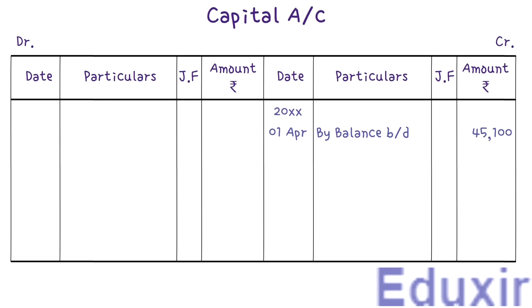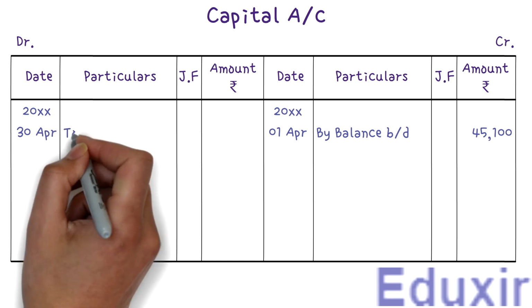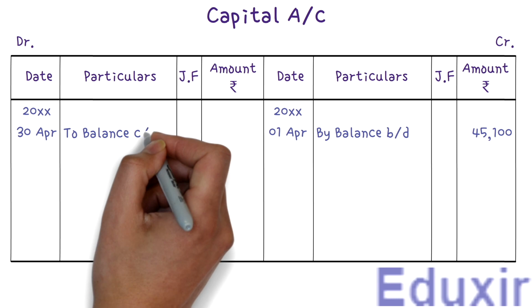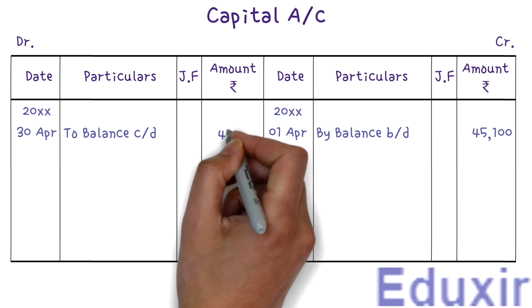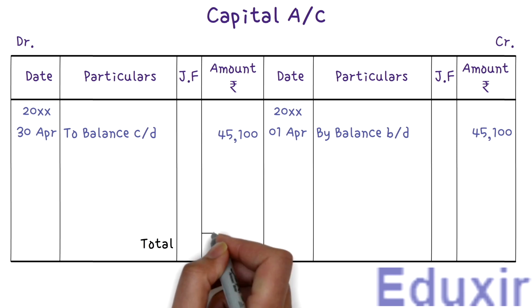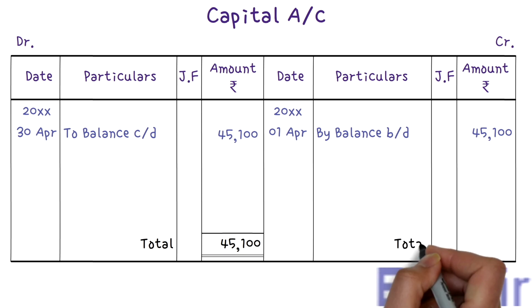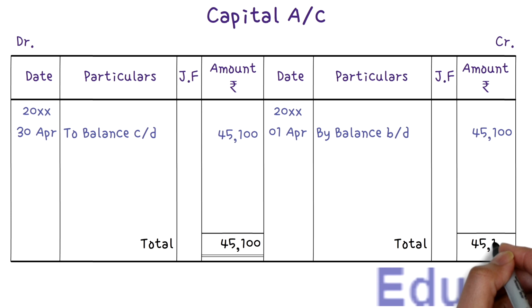Let us now take up the capital account. As there are no entries on the debit side, the entire credit balance of 45,100 rupees needs to be carried down. As this is the first entry on the debit side, let us first write the year and then let us write the date as the last day of the month. Let us then write to balance carried down in the particulars column. Let us then write 45,100 rupees in the debit amount column. Now the total on the debit side is 45,100 rupees. And the total on the credit side is 45,100 rupees. So now the capital account is balanced.